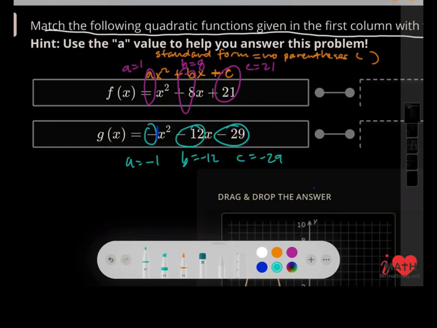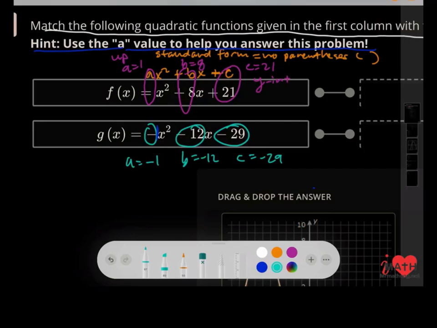Alright, so what's the advantage of both of these? Well, the A value, if it's positive, tells you a hint. Use the A value to help you answer the question. So A is 1, so it's going to go up, and then C equals 21 is the y-intercept. That's the advantage of the standard form.